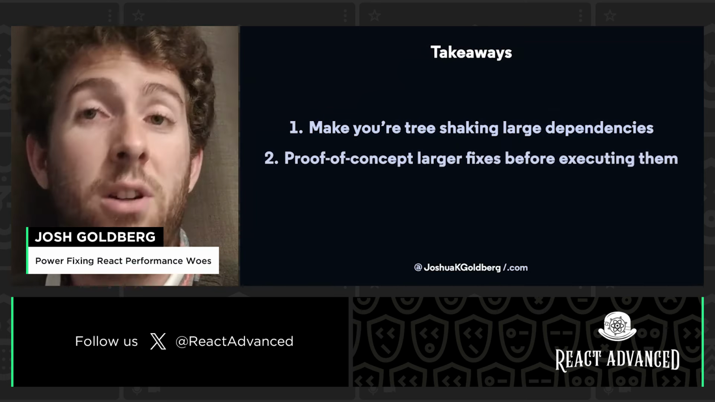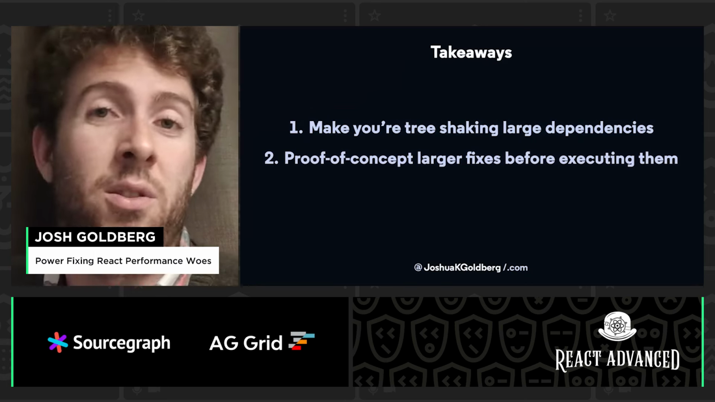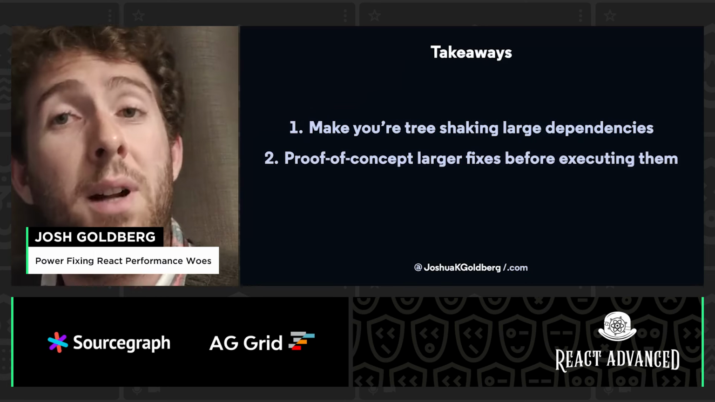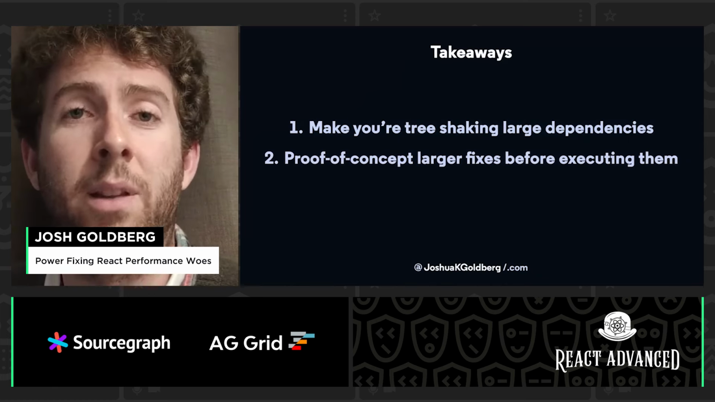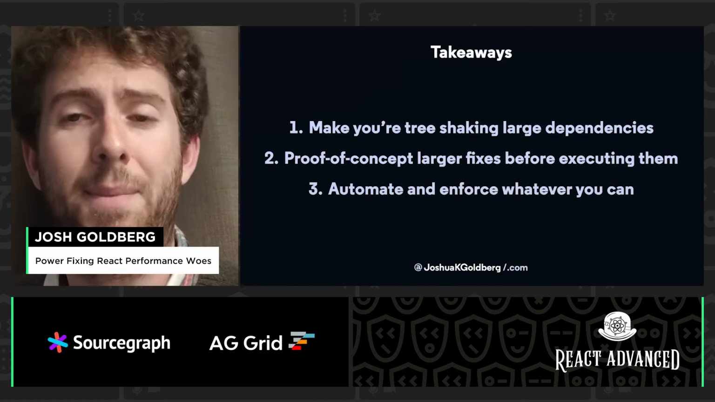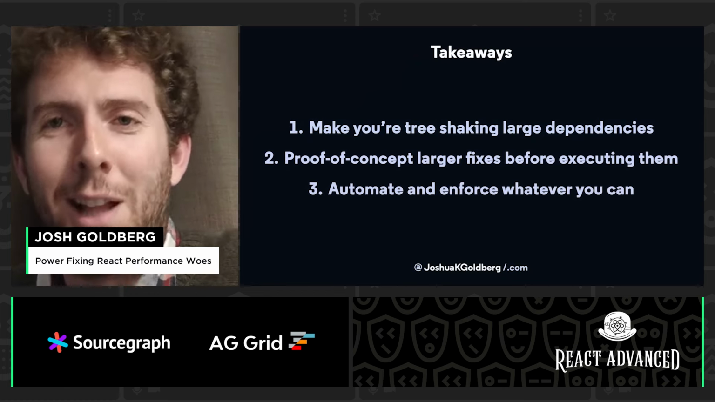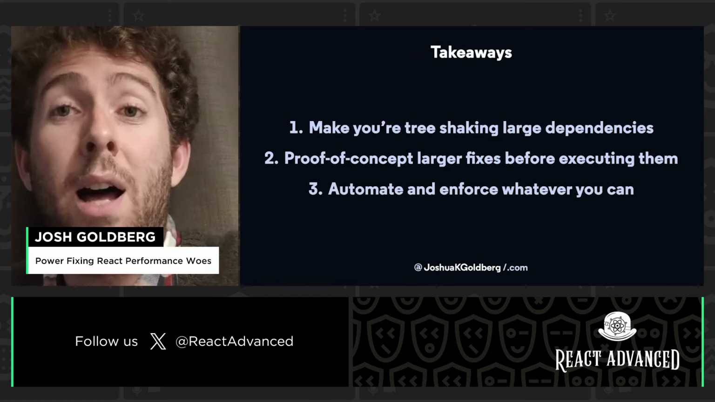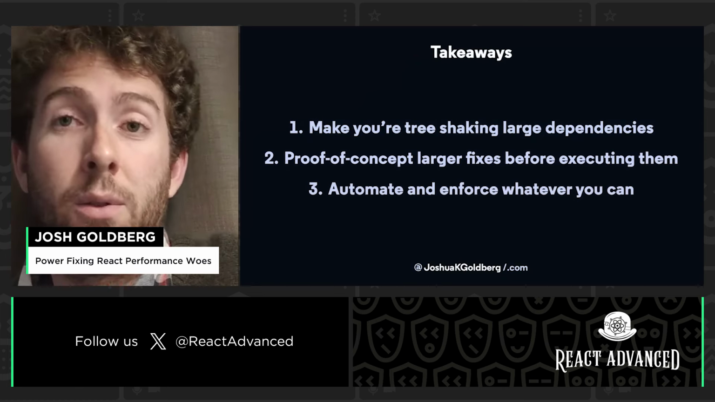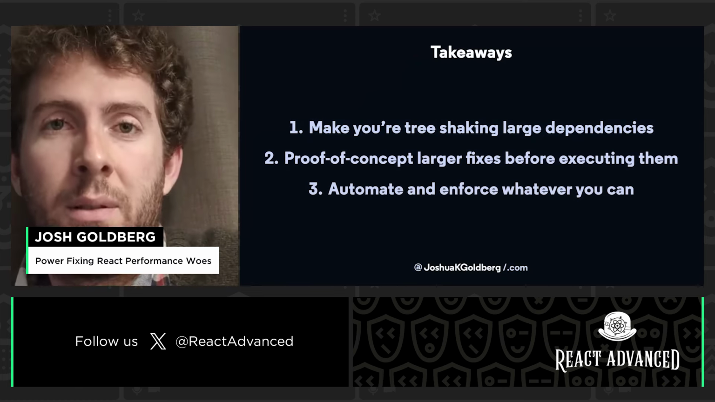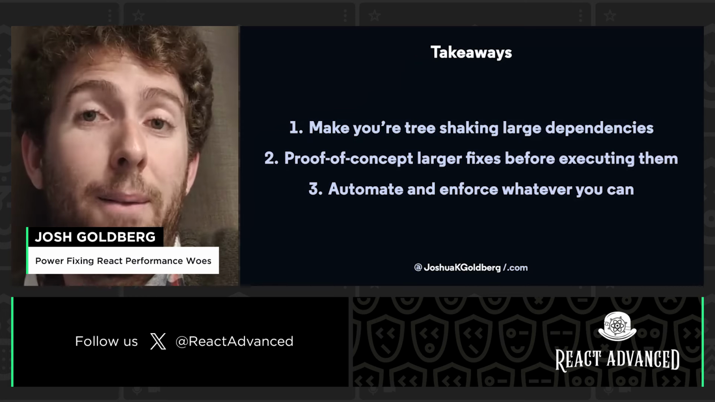Two, it's a good idea, if you're going to make a larger fix, such as writing a custom ESLint rule, to proof of concept it. Make sure you're not spending too much time doing something that won't actually yield a lot of benefit. And three, love an automation. Whenever you can automatically enforce a good practice, do so. That way you don't have to manually enforce it or clean up mistakes or bad uses of it later on.